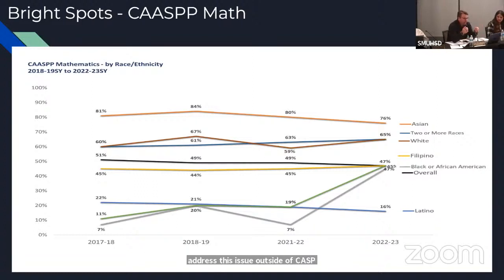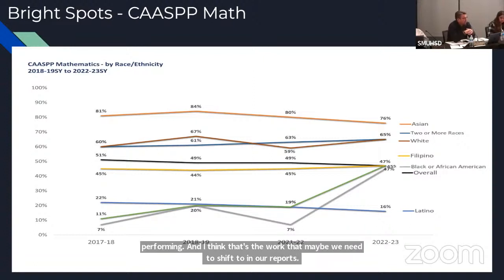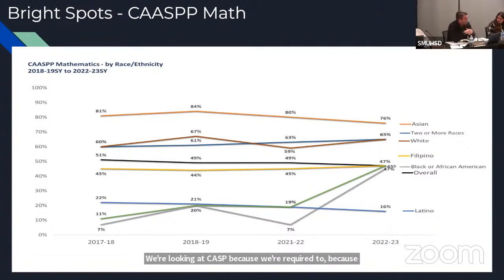The old adage, and every educator has said this, and I'm sure as board members you've heard this, is that this is one data point in one point of time. And what we should really be looking at to address Ms. Chavez and all of our concerns, whether it's Latino students or anyone else, is some multiple measures to give us a real three-dimensional snapshot of how our students are learning and performing. And I think that's the work that maybe we need to shift to in our reports. We're looking at CASP because we're required to, but there are other ways to communicate how our students are performing other than a CASP exam. And I know our teachers do that.